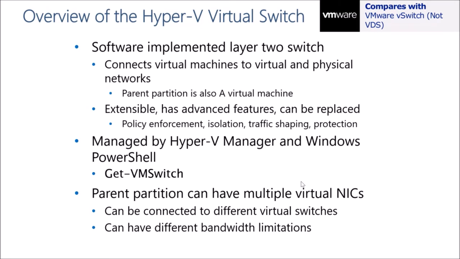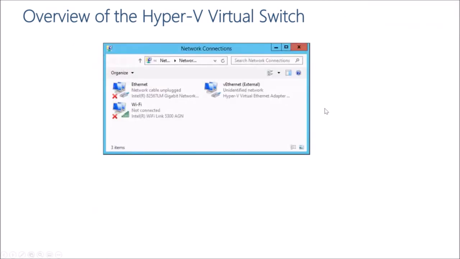So the parent partition again can have multiple virtual NICs. You're going to get a little bit confused between physical NICs and virtual NICs in a second. But what I want you to think about is, I'll explain a little bit more in the next picture. The parent partition can be connected to different virtual switches, and they can have different bandwidth limitations. So let's have a look at this picture.